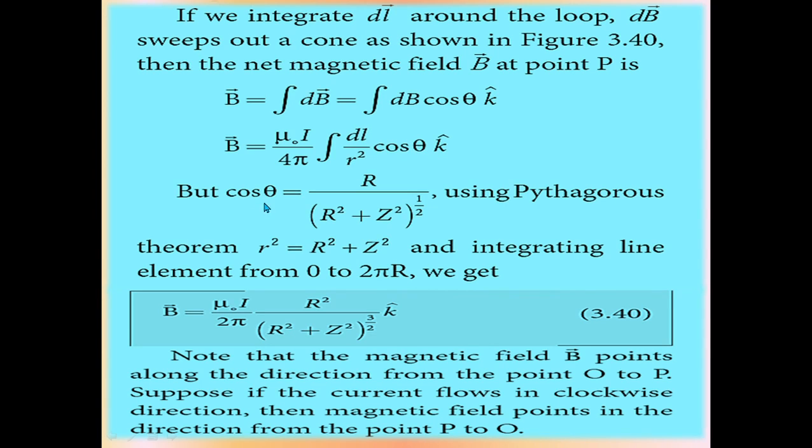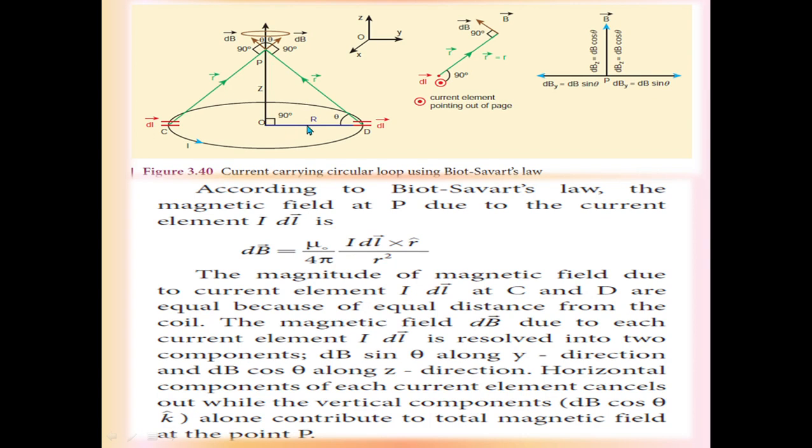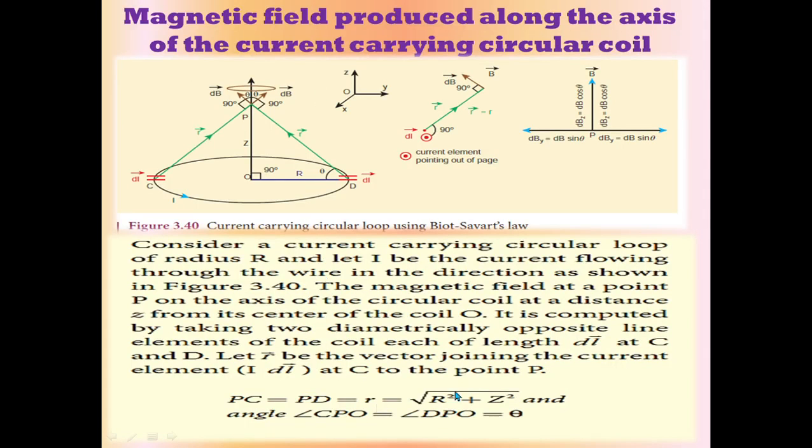But cos theta is equal to, from the diagram, what is the formula for cos theta? Cos theta is nothing but adjacent side divided by hypotenuse. Adjacent side is nothing but r, capital R. Hypotenuse side is nothing but small r. Already we know the value of r. R is nothing but the root of r square plus z square. This can be written as r square plus z square the whole power 1 by 2.